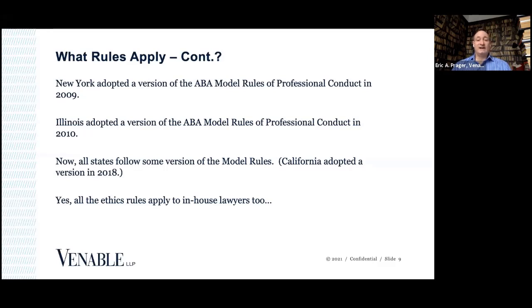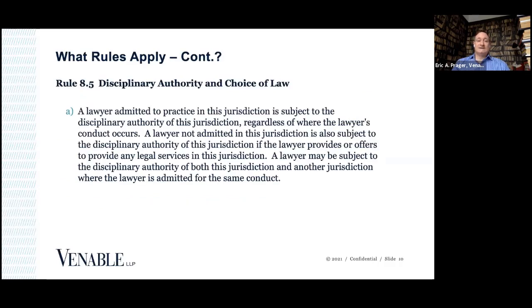All of the ethics rules apply to in-house lawyers too, including those relating to conflicts of interest, which we will get to later in the program. It's an important part of the evaluation. So here's the rule that underpins that.